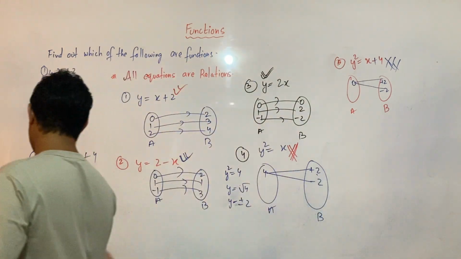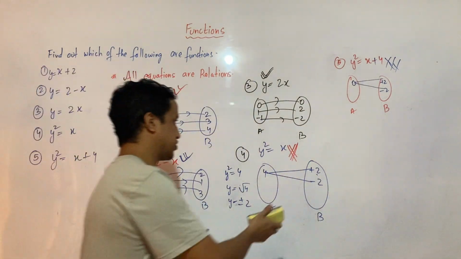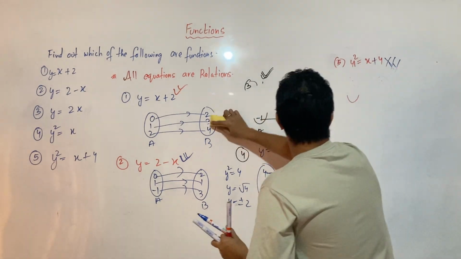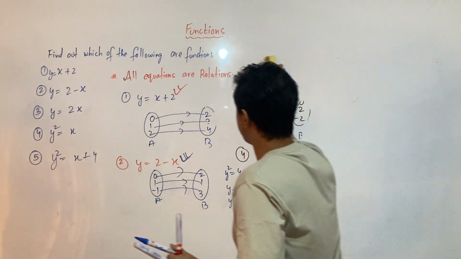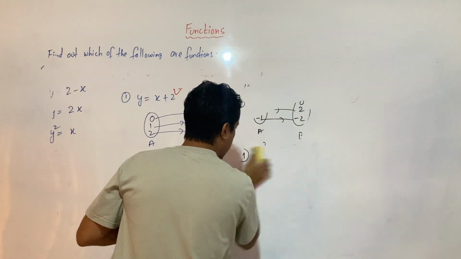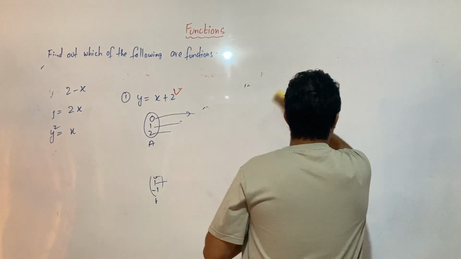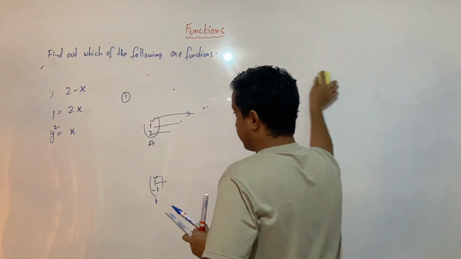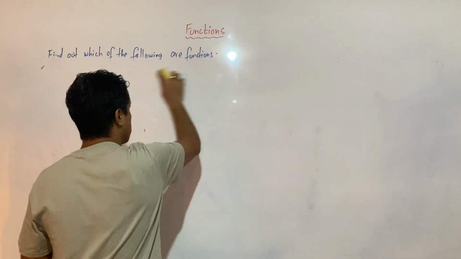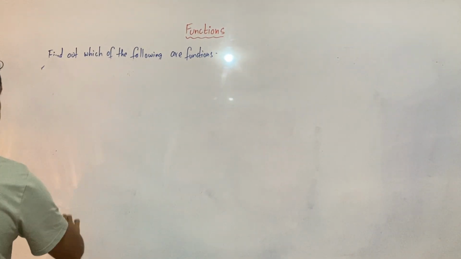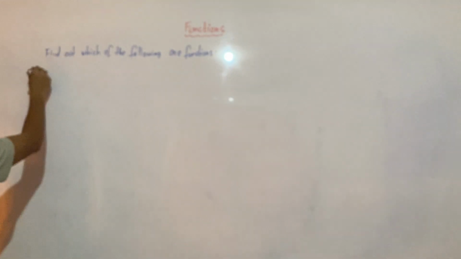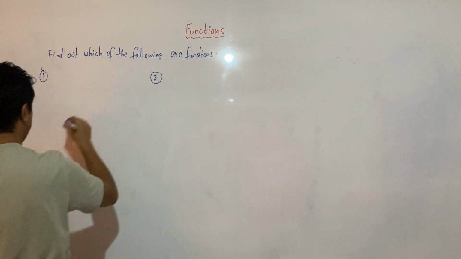Now, the next thing that I want to discuss here is that if someone gives you a graph and asks whether this graph is a function or not, then yes, it's possible. For example, you have to find out which of the following are functions: number 1, number 2, number 3, number 4.